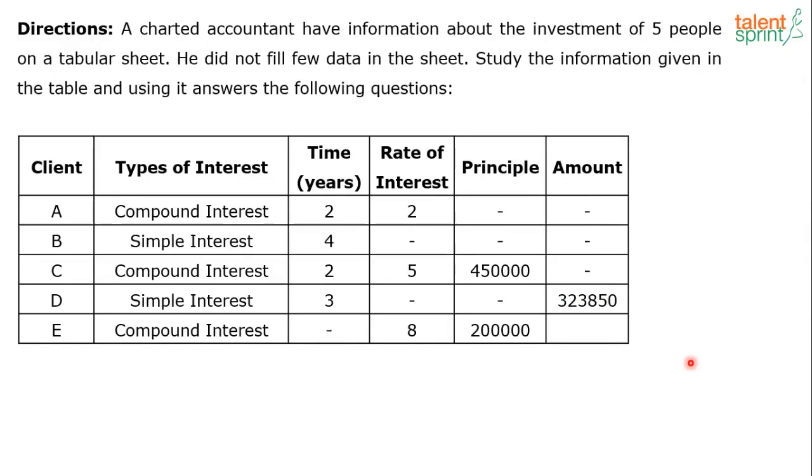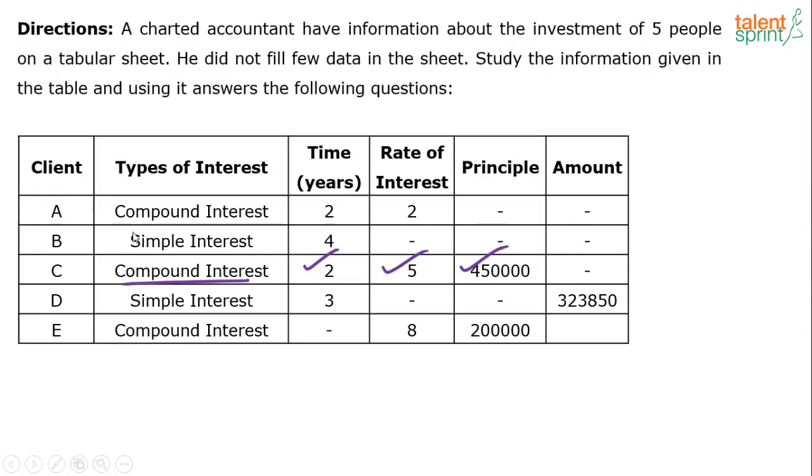Yeah. So let's do the calculation for client C, right? Because only for client C we can find out the total amount because only one value is missing. We should have at least 3 of the 4 values here to get the answer. The only case where 3 values are given is client C. So we know the time of investment, we know the rate of interest, we also know the principal amount. Let's find out the interest amount. This is a compound interest case.